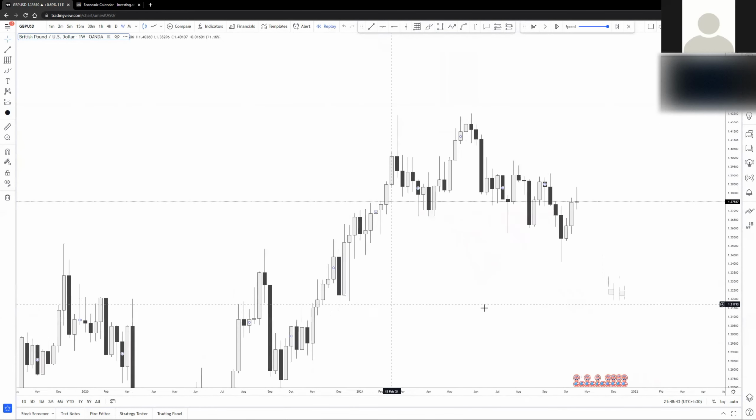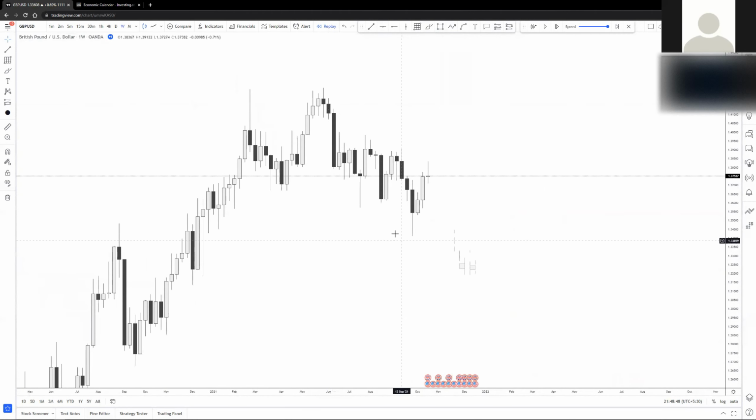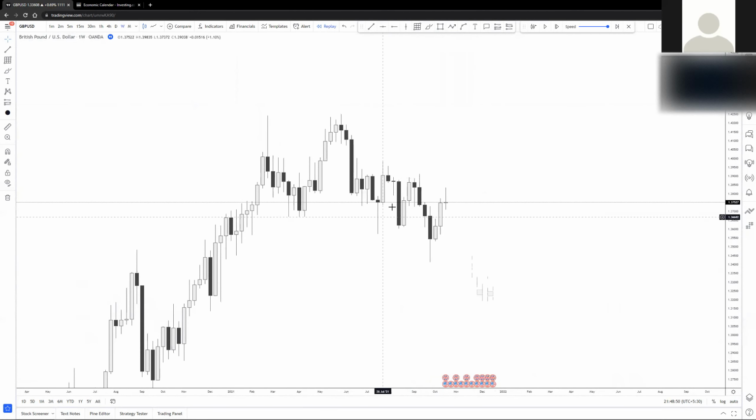Now, on the weekly, what do I want to see? All I want to see is what is the major breakout structure on the weekly? It's bearish, right? Yeah. It's a bearish breakout structure now.